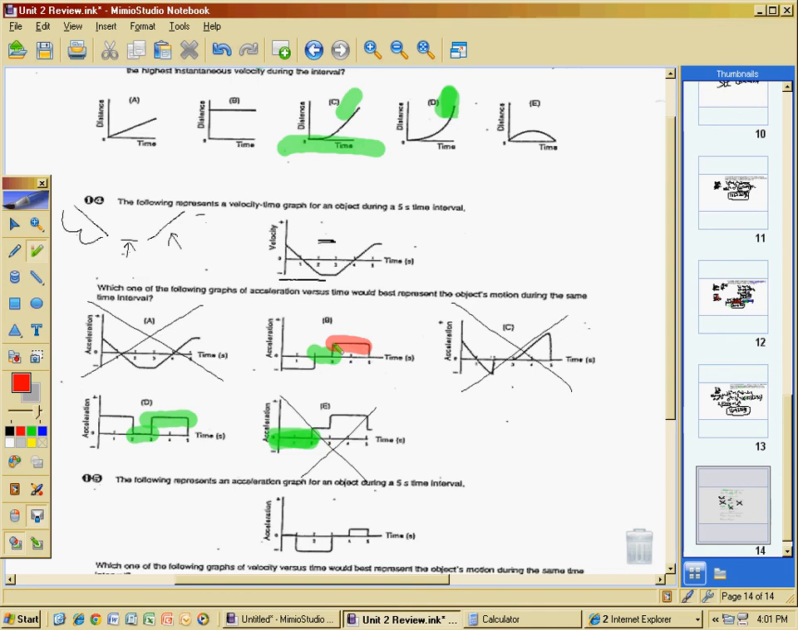Except, let's go back, because I screwed up and should have mentioned this before. Let's go back to this line segment here. We said that was negative, right? I'm sorry. That's positive, whereas this is negative. This one should have been eliminated after that first line segment. So what's your answer? B.